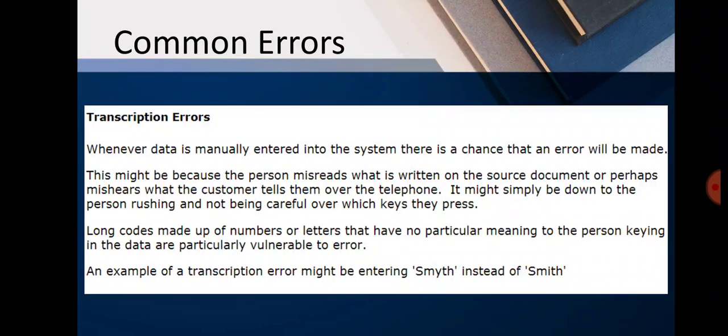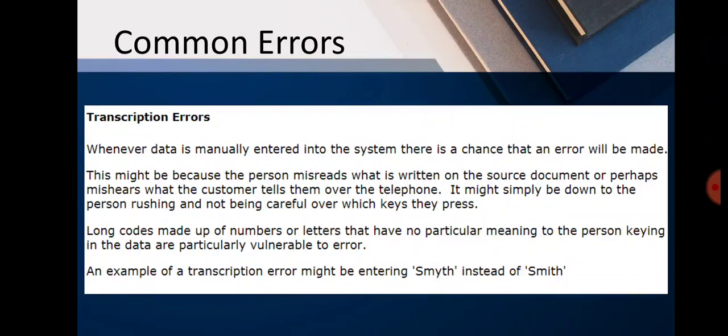Now this is something very important. Even if you try to minimize a lot of errors by putting the validation check and verification check, there are some errors that tend to be met, like transcription error. Whenever data is manually entered into the system, there is a chance that an error will be met.